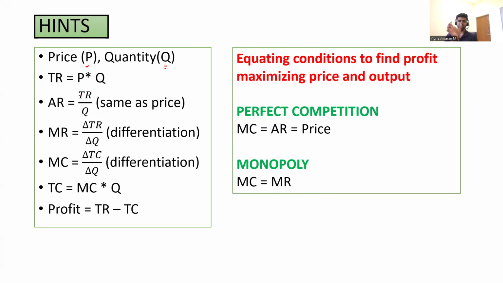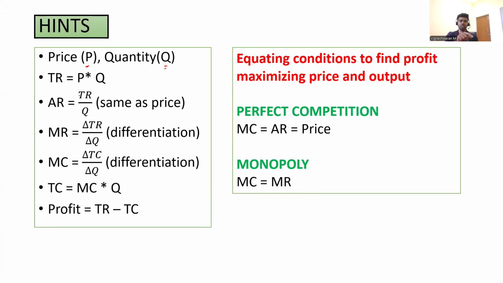Total revenue is price into quantity. Average revenue means total revenue divided by quantity. Next one, marginal revenue. Marginal revenue means change in total revenue divided by change in quantity. So here we have to take differentiation. I will give some examples for this. Don't worry if you don't know what differentiation is. There is only one simple thing you have to remember. Differentiation is a very big concept, and from it we will be remembering only one small concept.